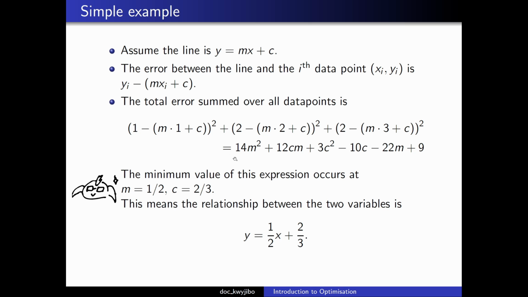There is a formula to work out what the minimum value of that is. We're not going to go through all of that rigmarole. If you want to find the minimum of that, I'd encourage you to do so. I'm just going to tell you that it happens with m equals 1/2 and c equals 2/3. So if we choose m as 1/2 and c equals 2/3, that's the line that minimizes the error.